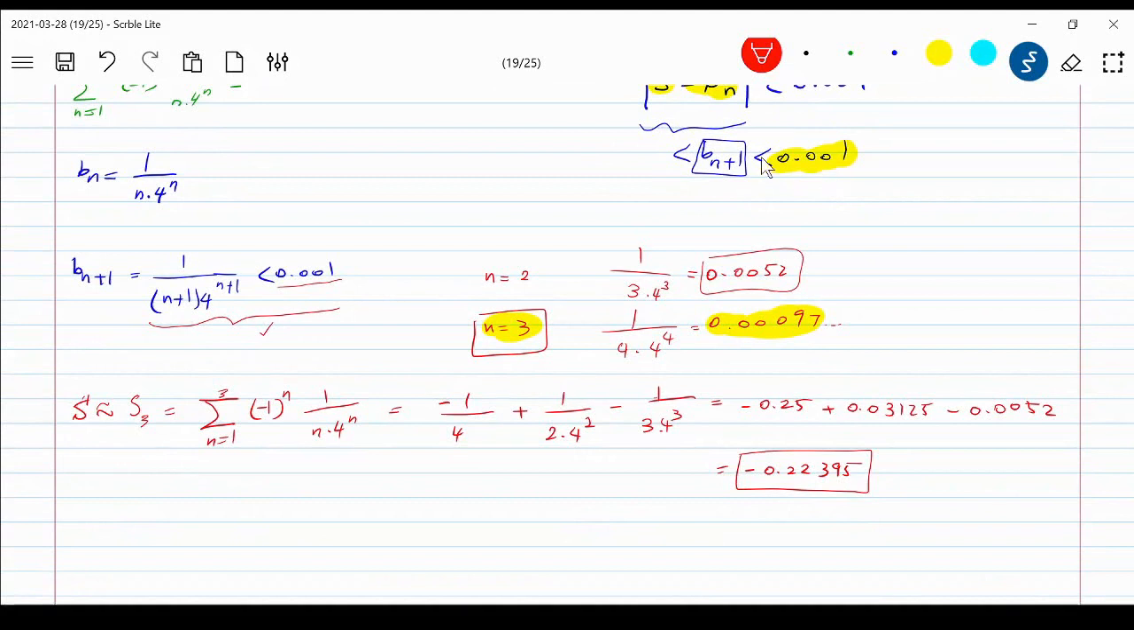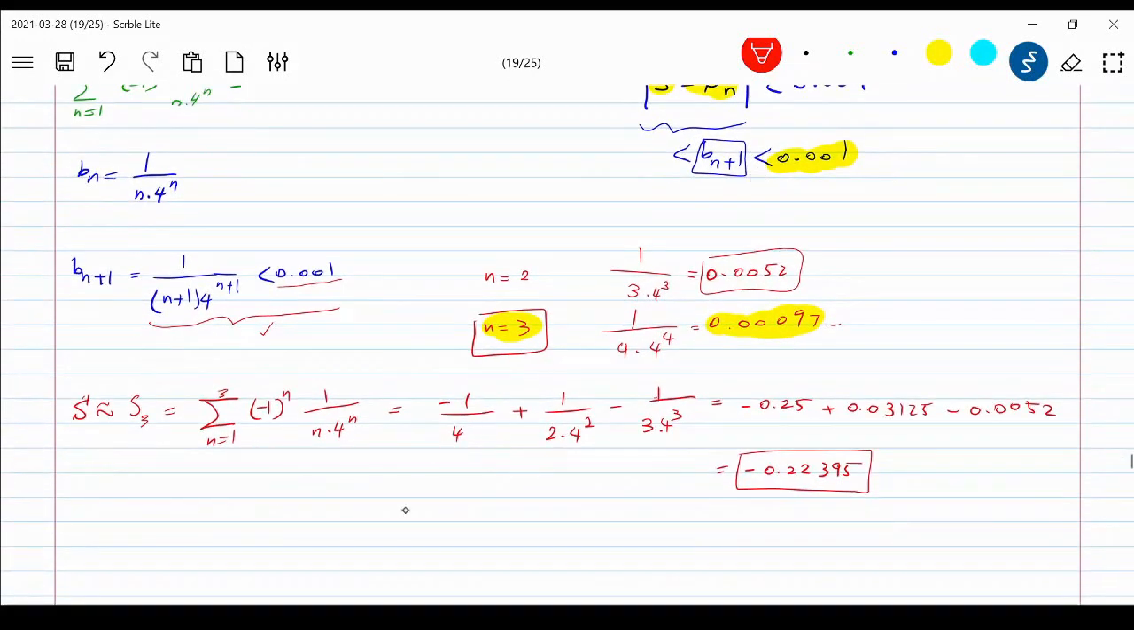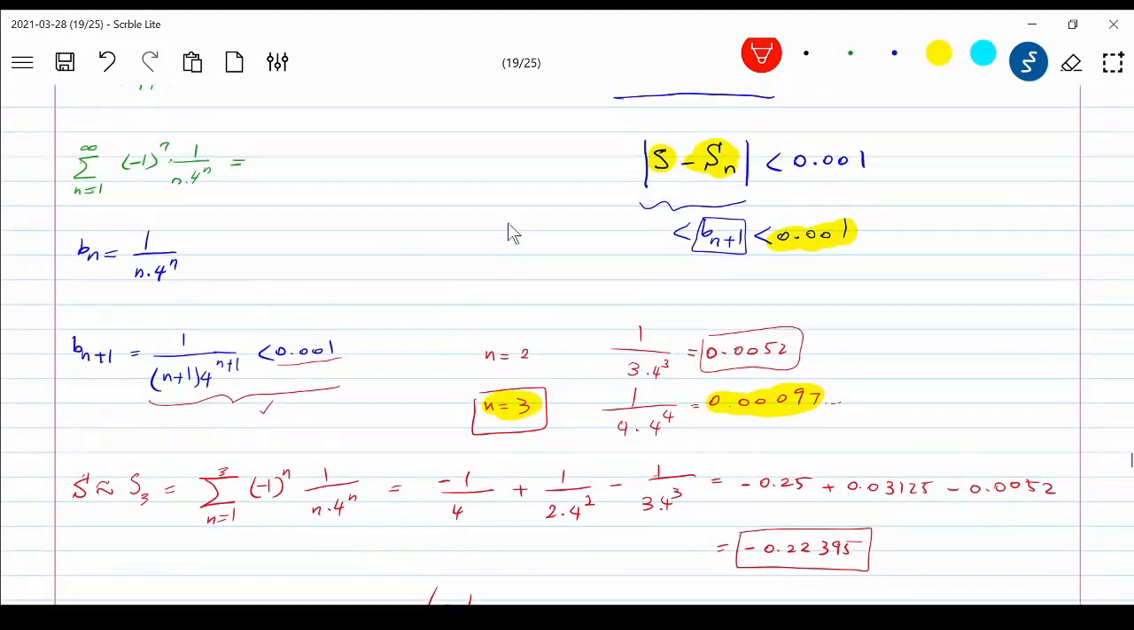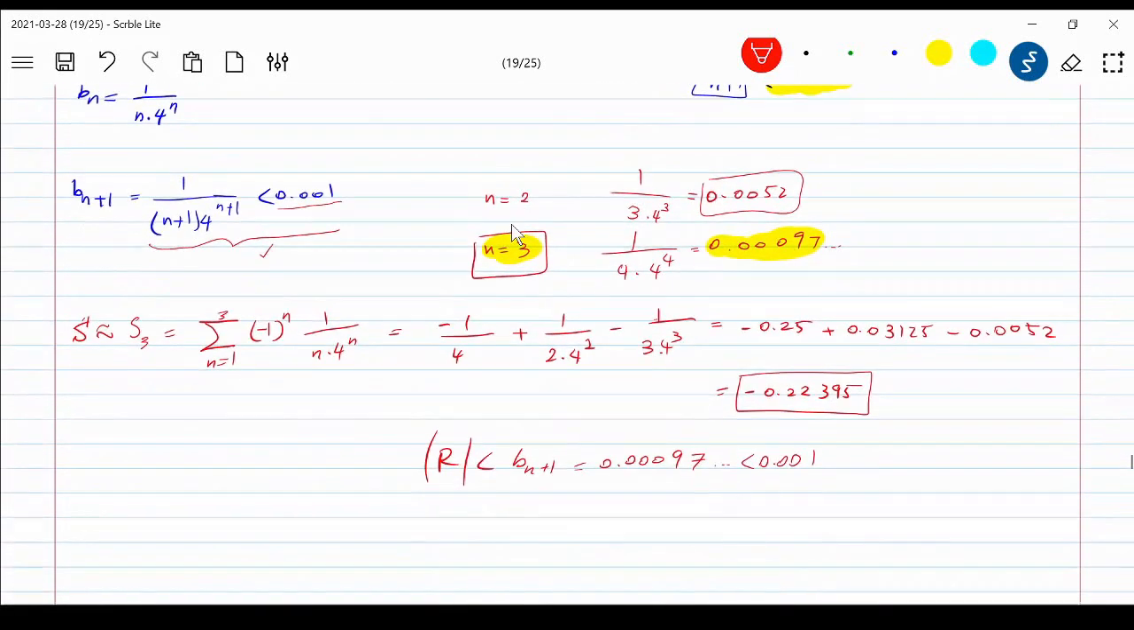So you can use this to say our error, the remainder, is less than b(n+1). This is what we said. In this case, b(n+1) is 0.00097, which is definitely less than 0.001. So this is the idea of using this alternating series estimate. Again, I didn't prove any of this.